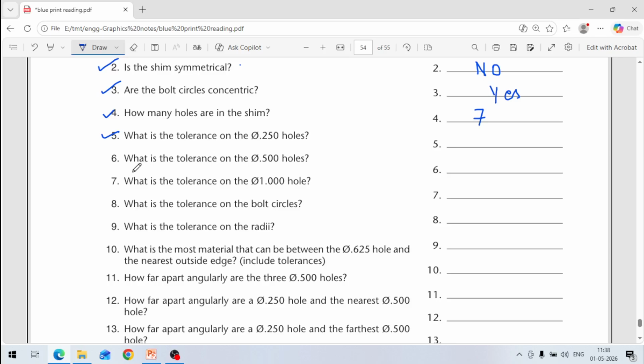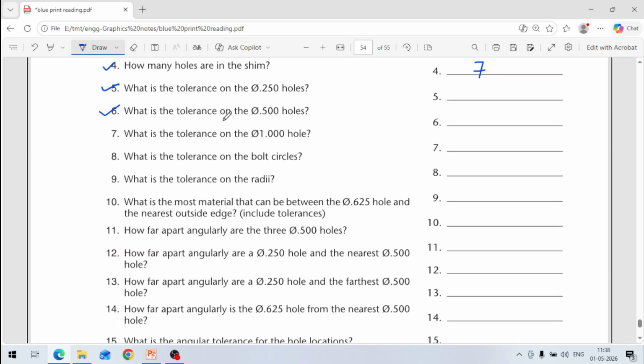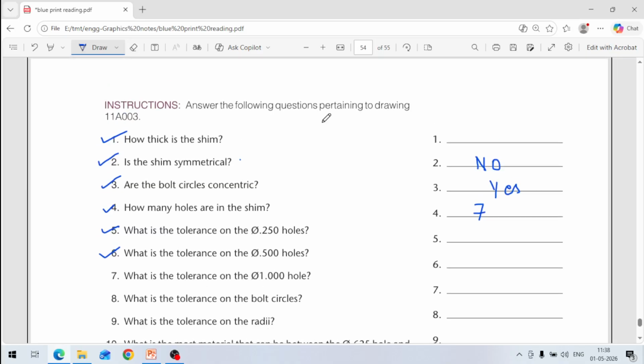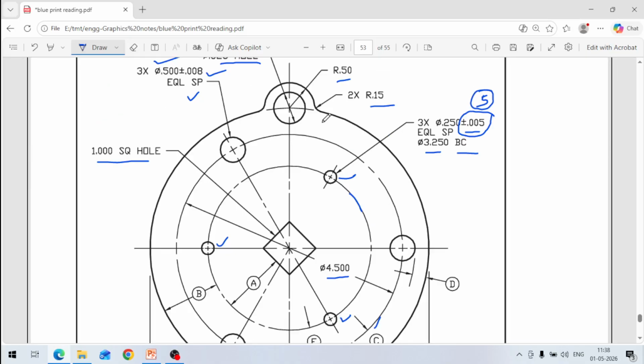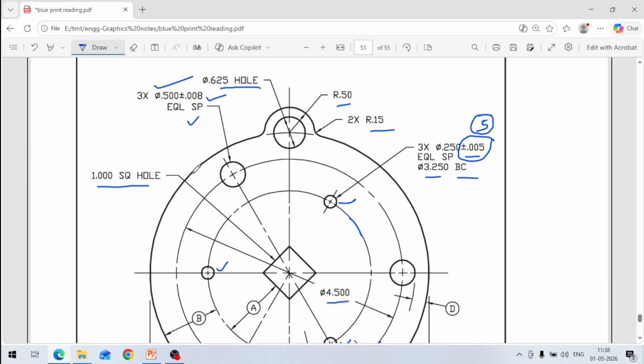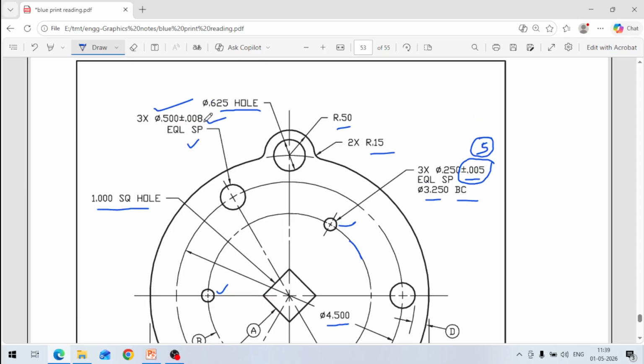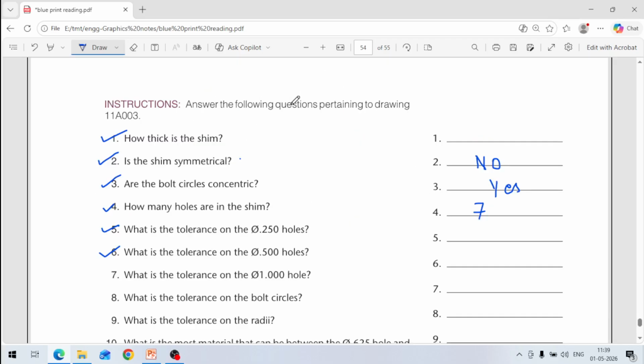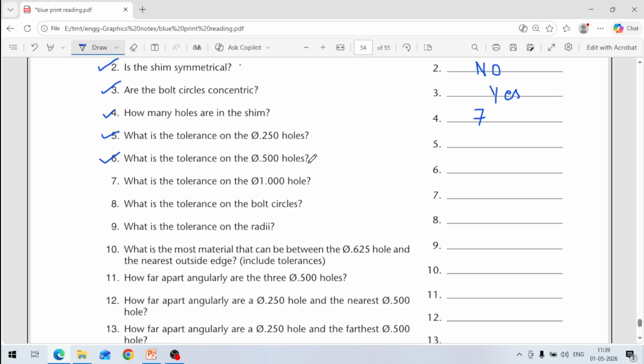Question number 6 is, what is the tolerance on dia 0.500 hole? So for the 0.500 hole, there are 3 holes, 0.500, and the tolerance is plus minus 0.008. So this is the answer for question number 6. How much is the tolerance? It is plus minus 0.008 inch.